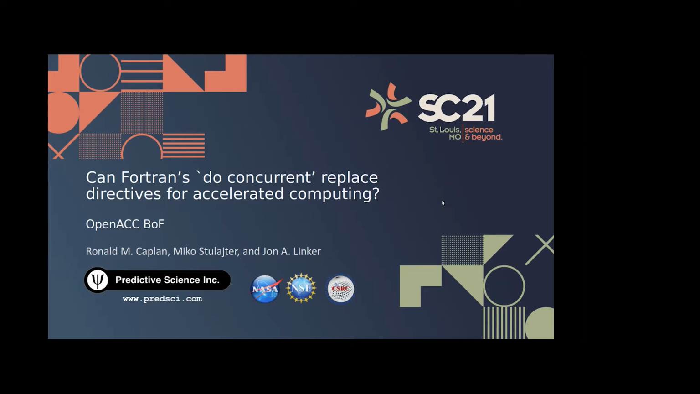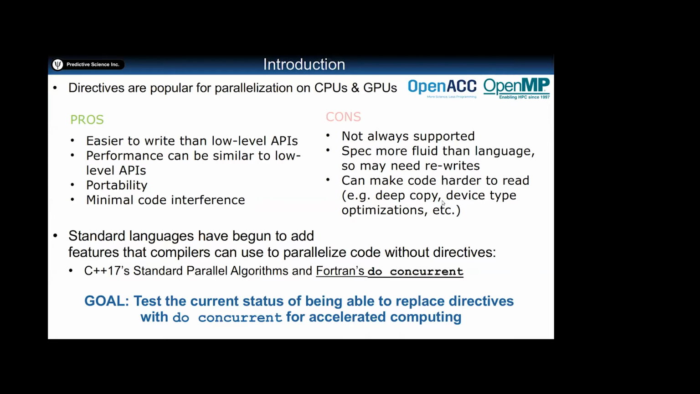We hired an intern to explore do concurrent for us, gave him lots of work to do, and it culminated in a paper for WACCPD. And so this is sort of a summary of his talk and of our paper. So basically, we're asking, can Fortran do concurrent replace directives for accelerated computing, going right off of the last slide from the previous talk. So you all know about directives, how great they are.